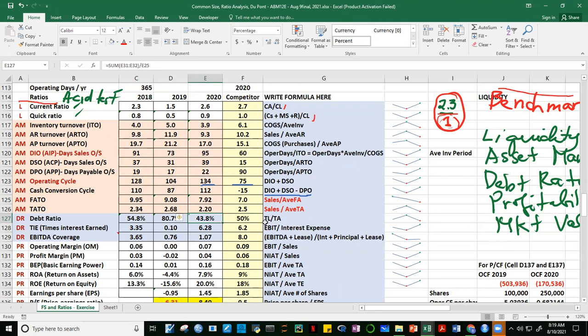We cannot answer that, guys, kasi bawat company may kanya-kanya silang capital structure. Okay? So we can just say that the competitor has a higher debt ratio in 2020 as compared to our company. No? Hindi natin masasabi na better tong 50% kasi it's really about maximizing shareholder value. So the optimal capital structure will be different for any company.